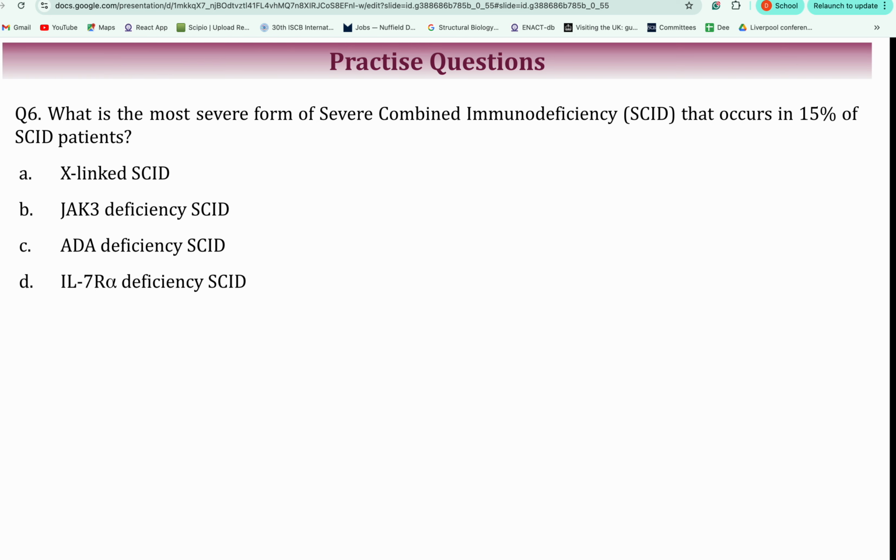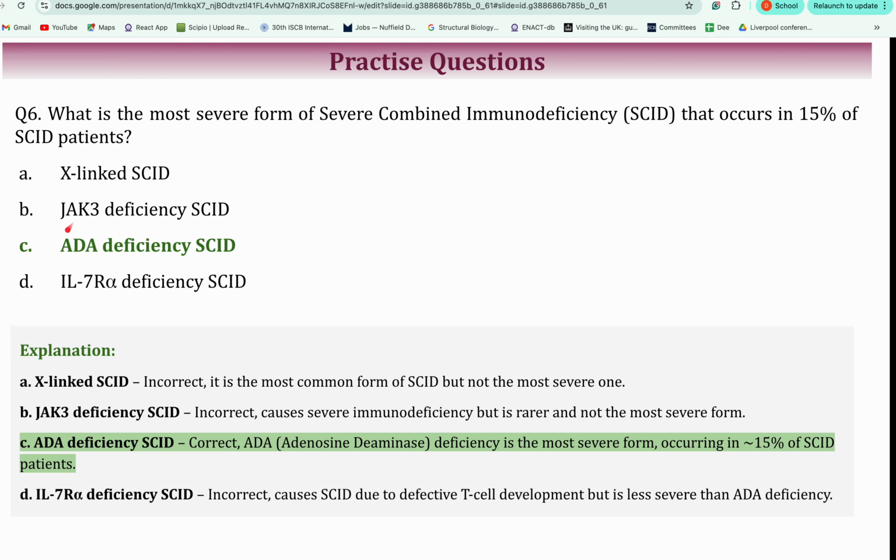Okay, let's see the right answer. The right answer is option C, which is ADA deficiency SCID. ADA is adenosine deaminase, and its deficiency is the most severe form, occurring in 15% of SCID patients. Now let's look at other options. The first option was X-linked SCID. It is incorrect because X-linked SCID is the most common form of SCID, but not the most severe.